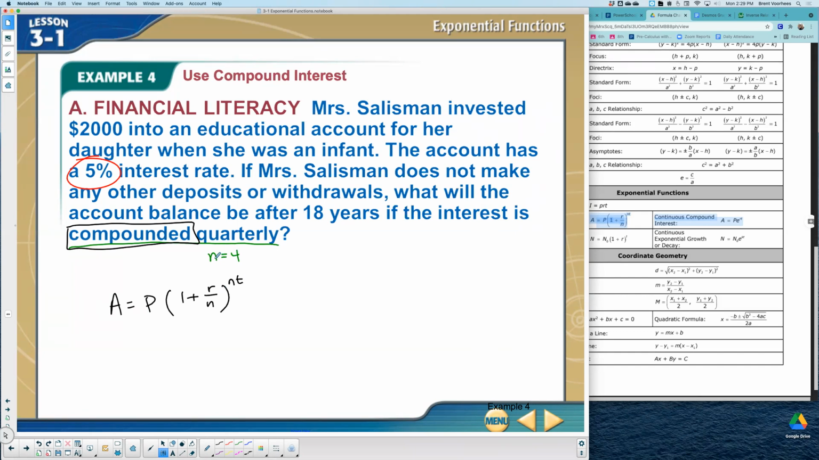Okay, we established N is 4. What is that 5% going to represent? The rate. But for percent, what you'll have to do is divide it by 100. So it'll be 5 divided by 100. Okay, the 2,000, is that the starting amount or the final amount? That's our P. And now finally, did it give us an amount of time that we do this? 18 years. That's our T. And so we can plug all these in.